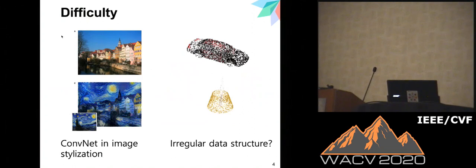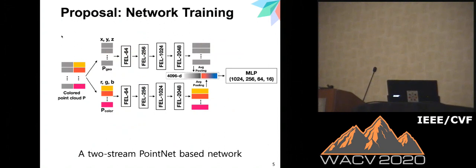The difficulty in this project is how can we capture the general feature information of a point cloud and reflect it to another point cloud. We know that in image stylization, we can use convnets to grasp the feature of an image and transfer it to another. But point cloud, on the other hand, has irregular data structure. It's not grid-like. Our solution is to use a two-stream PointNet-based network.